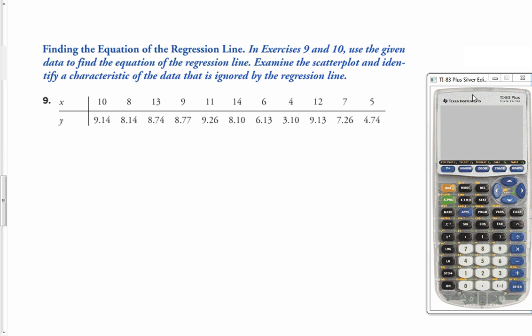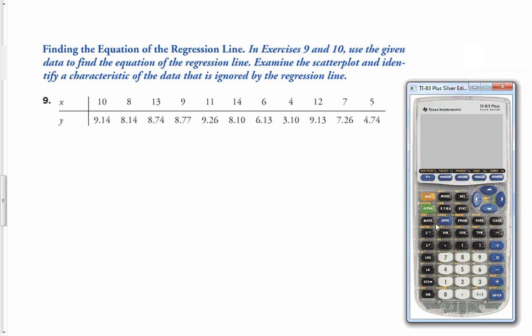So we're going to take our 11 ordered pairs and put them into the list. We hit stat, then go to edit, and put the ordered pairs into lists. We put the x values into list 1 and the y values into list 2, so that all 11 values are in the list.